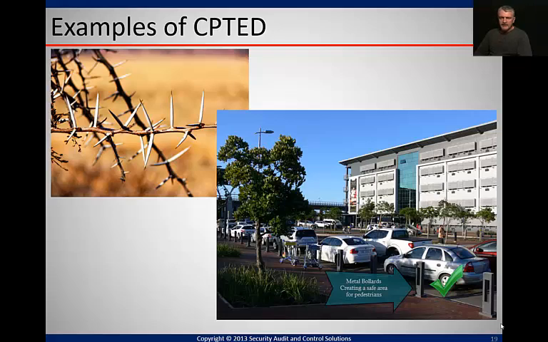A very good example here, top left, we can actually use natural thorns from a tree, for example. This is a natural design. And then also on the right-hand side bottom, we can see bollards being put in to make sure that people do not park on the pavement, to ensure that pedestrians use it as a walkway.